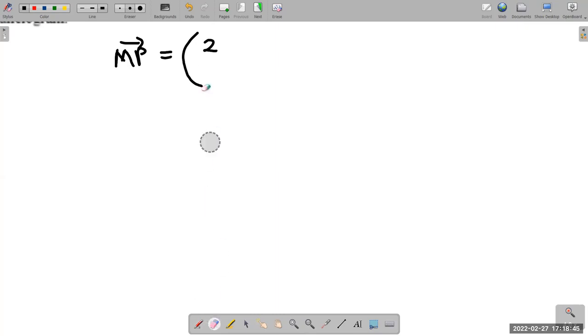MP has 3 on top and 4 on the bottom. What is the magnitude of this vector? Everybody right now, I need to see the answers flowing in. Because once you guys get this right, anytime it comes back up, you should be good to go. And this is an easy one to calculate. You don't even need a calculator.